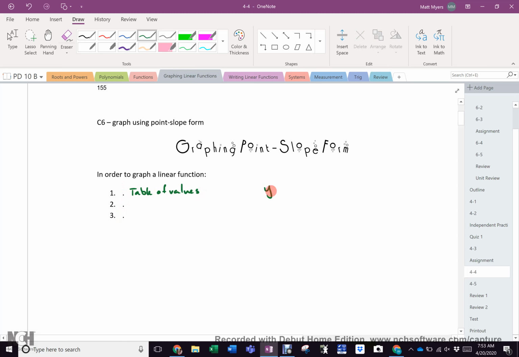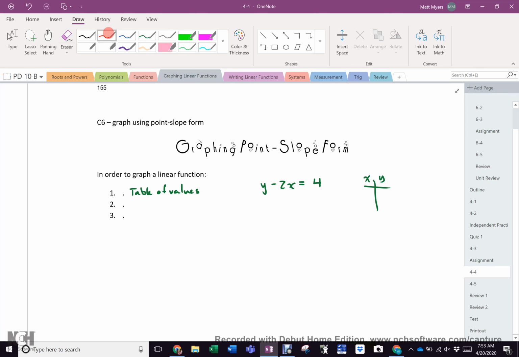So if I gave you this, y minus 2x equals 4, you could do that. You'd take your table of values, you'd give some x values, and you'd get some y values. Right? So that's one way you could do it.